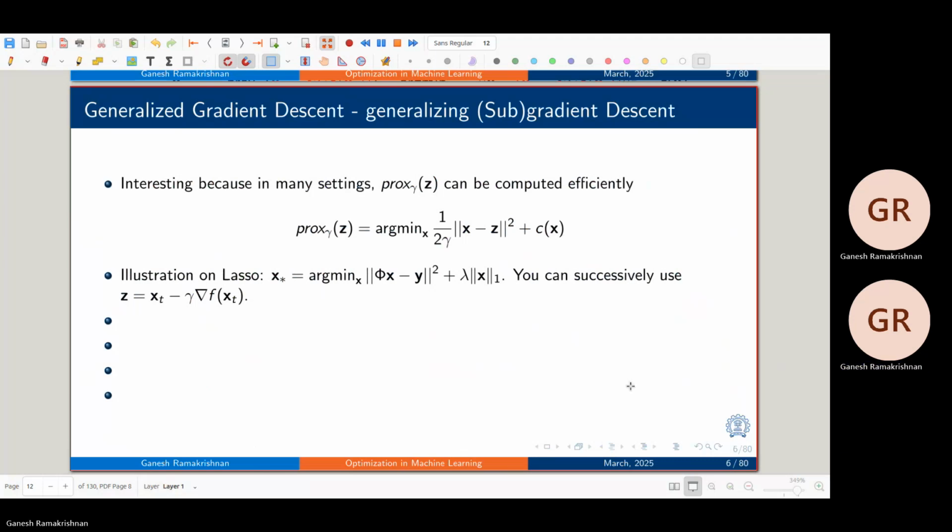Yeah. So when Cx is 0, the proximal step is a gradient step. That's it. Gradient descent step. So that is also a good indication that you are generalizing. That's why it's called generalized, right? Generalizing gradient descent.